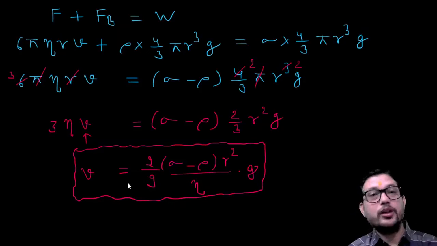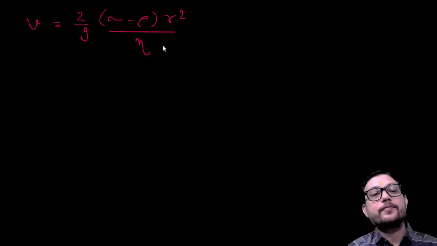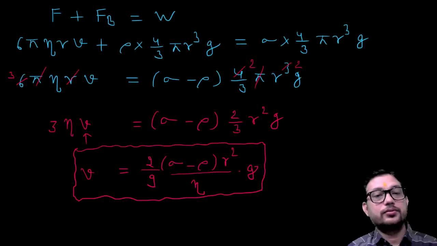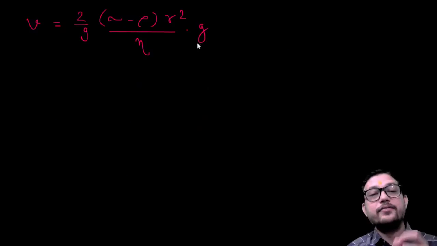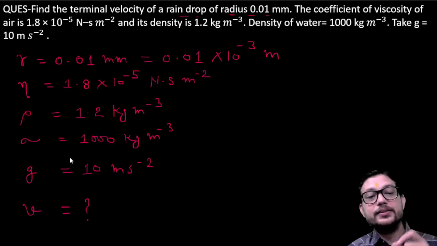So this is the formula that we have derived. So by using the same formula, v equal to 2 over 9 sigma minus rho times r square over eta into g, the same formula we are going to use here, and we will put in the values. So 2 by 9 times, now sigma minus rho. So you can see that sigma is your 1000, rho is 1.2.